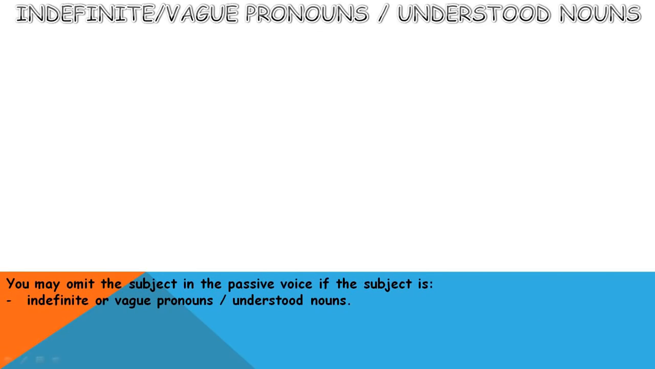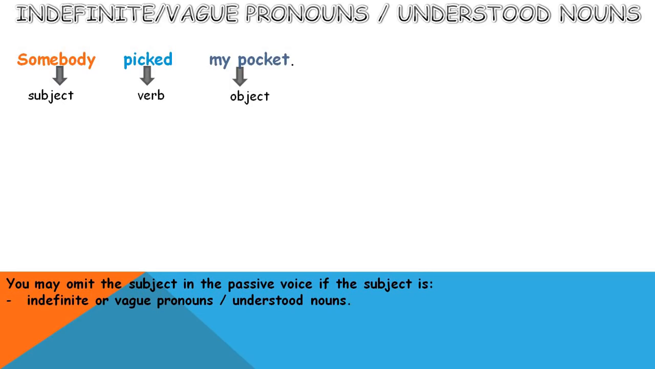So moving on. Indefinite, vague pronouns or understood pronouns. When you have an indefinite or vague pronoun like in "somebody picked my pocket", somebody is an indefinite pronoun. Somebody, anybody. In such cases, when you convert it into a passive voice, you may omit this pronoun. Here somebody is the subject, picked is the verb, my pocket is the object. First thing is to identify subject, verb and object. We did that. Second point is to identify the tense. Because picked is a past tense, this is simple past tense.